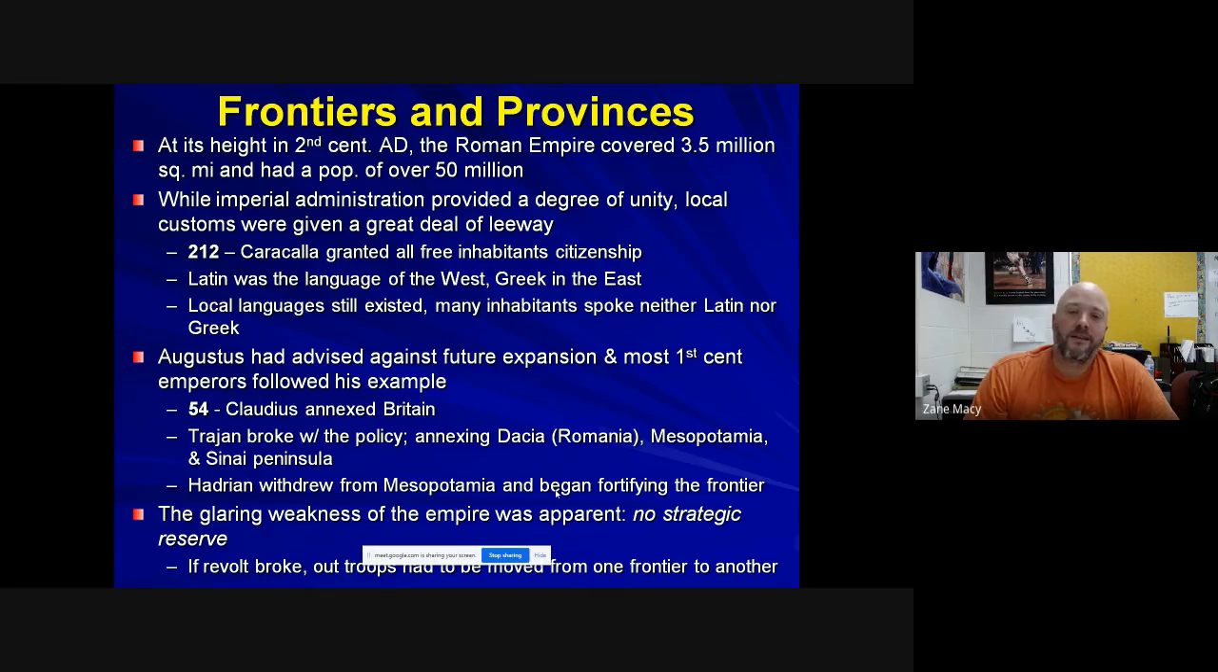By the time you get into the 3rd century AD, I talk about here in this sub-bullet, 212, Caracalla ended up granting citizenship to all free inhabitants of the Roman Empire. If you weren't legally a slave and you lived in Roman territory, you were given Roman citizenship.